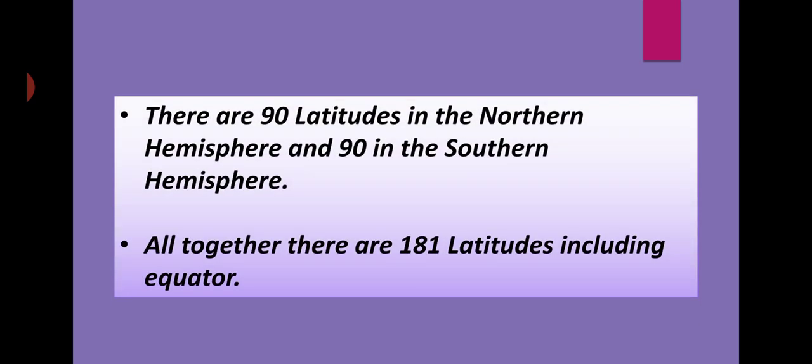There are around 90 latitudes in the northern hemisphere and 90 latitudes in the southern hemisphere. Altogether, there are 181 latitudes including the equator. So, even the 0 degree equator is included. It is not excluded. So, here ends the characteristics, features as well as the measurement of the latitudes.